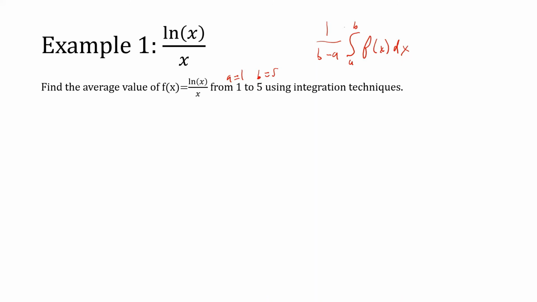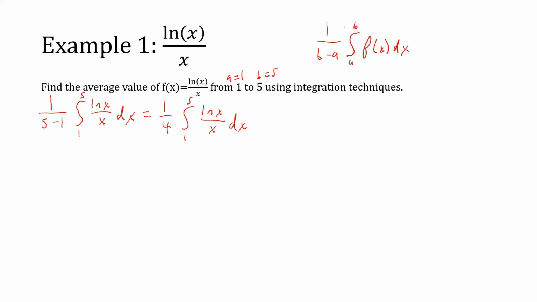So now we just plug it all in, so we have 1 over 5 minus 1 times the integral from 1 to 5 of ln x over x dx. And we can simplify this 1 over 5 minus 1 to just 1 over 4. So we'll do that real quick. 1 over 4 times the integral from 1 to 5 of ln x over x dx.